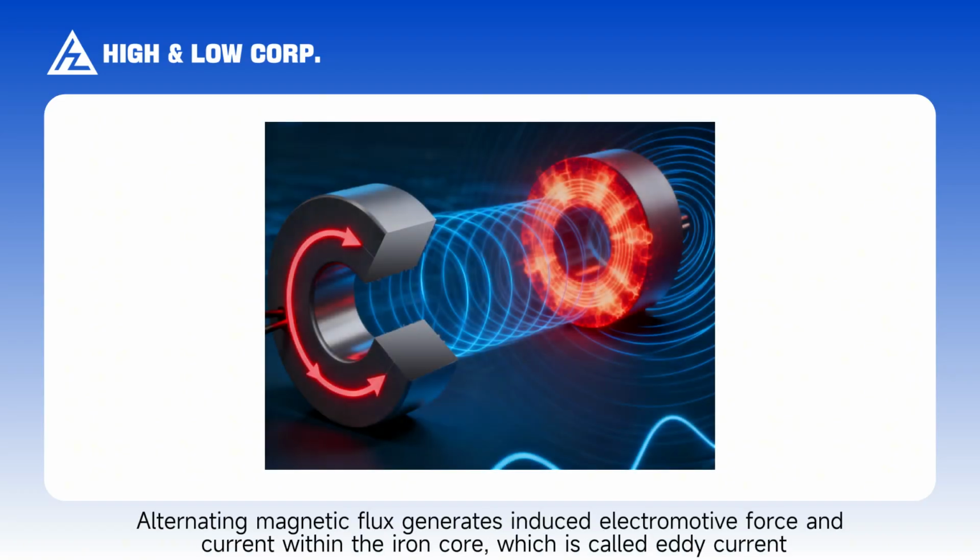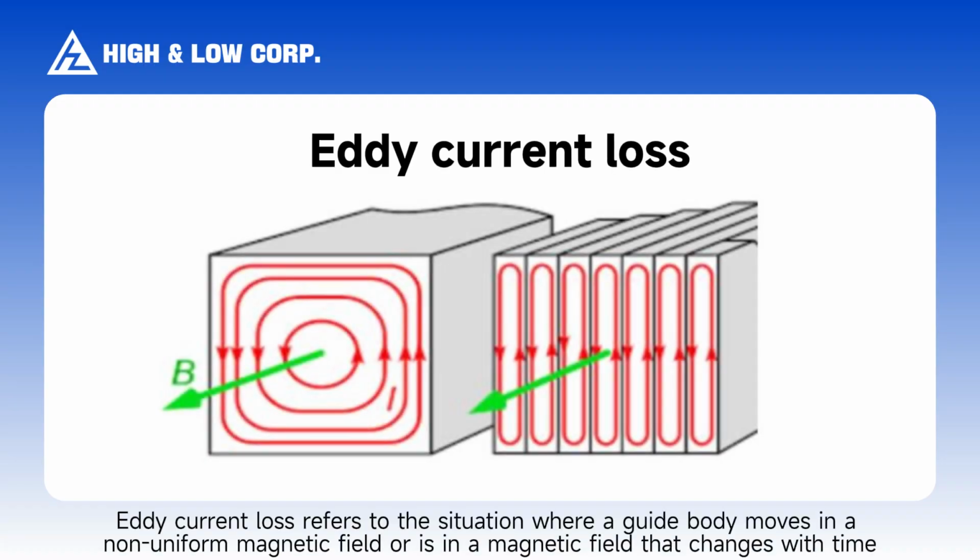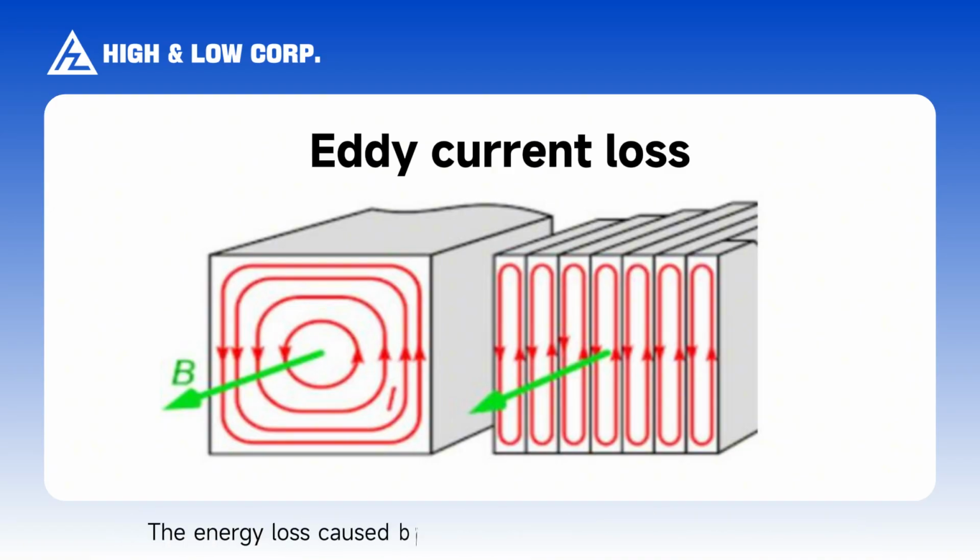Alternating magnetic flux generates induced electromotive force and current within the iron core, which is called eddy current. Eddy current loss refers to the situation where a conductor moves in a non-uniform magnetic field or is in a magnetic field that changes with time, and the energy loss caused by the induced current within a conductor.